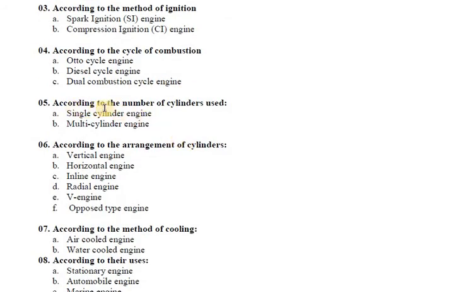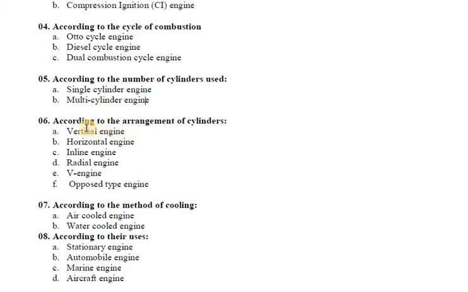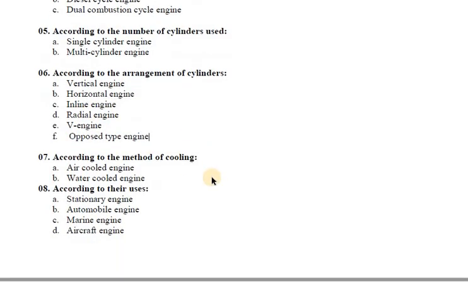Next, the fifth one is according to the number of cylinders used: single cylinder and multi-cylinder engines. The sixth category is according to the arrangement of cylinders. That is very important, because we have so many types of vehicles and engines in the market, depending on how you arrange the cylinders in the engine. Based on that, if you place the cylinder vertically, you call it a vertical engine; then horizontal engine, inline engine, radial engine, V engine, opposed type engines. So that is based on the arrangement of cylinders.